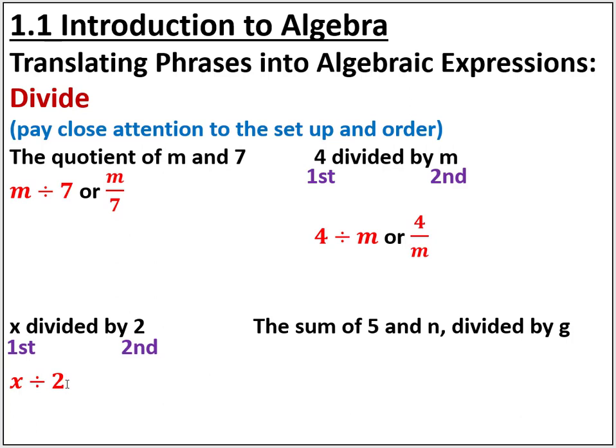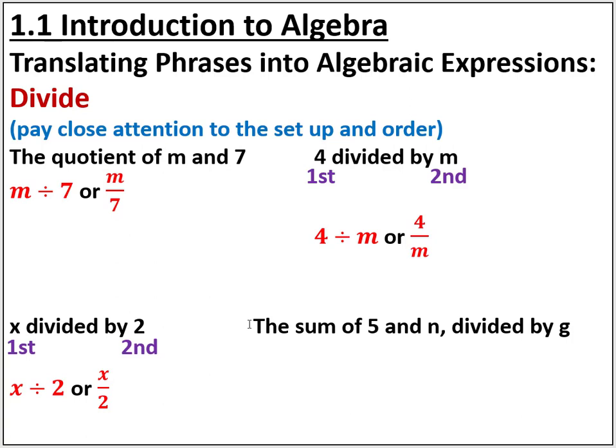Now if you were to write it as a fraction, since x is first, we're going to put that in the top or the numerator. And since 2 is second, we're going to put that as the bottom or denominator of the fraction, so x over 2. Now, I want to introduce a little more complex example involving division.